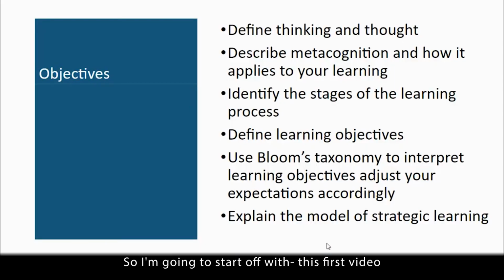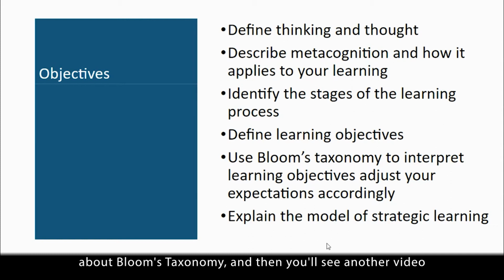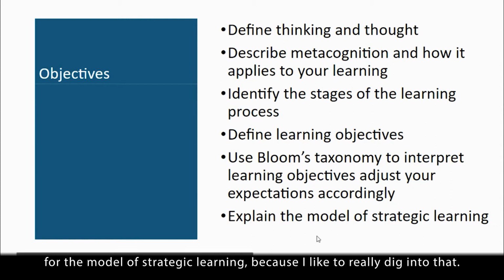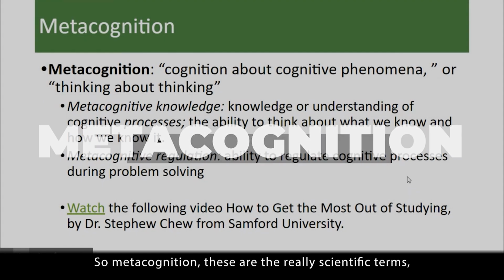I'm going to start off with this first video, which will be defining thinking and thought. We're going to talk about learning objectives and how they help you, and then we're going to talk about Bloom's taxonomy, and then you'll see another video for the model of strategic learning, because I like to really dig into that. So metacognition, these are the really scientific terms.